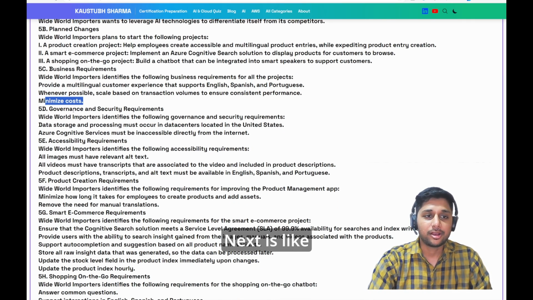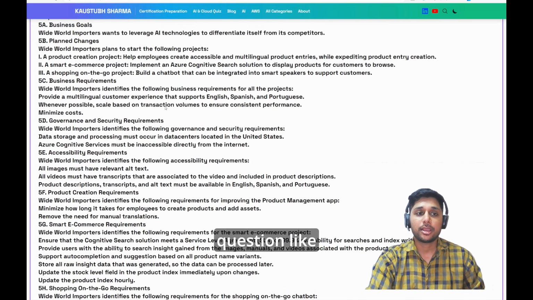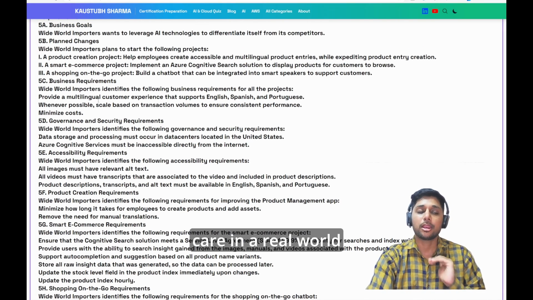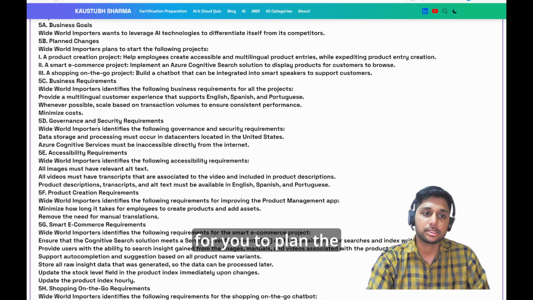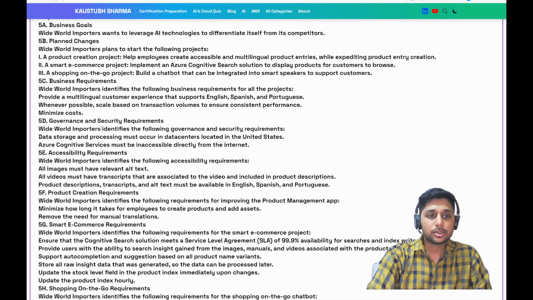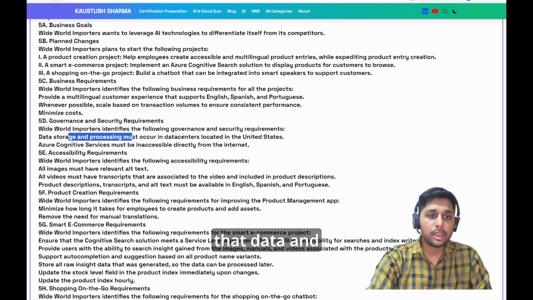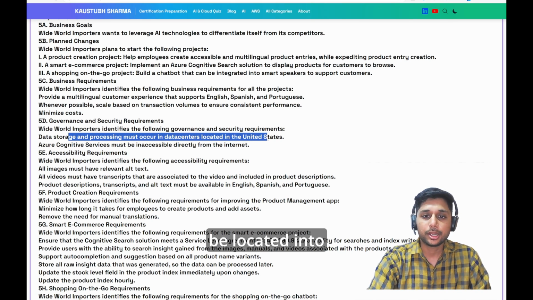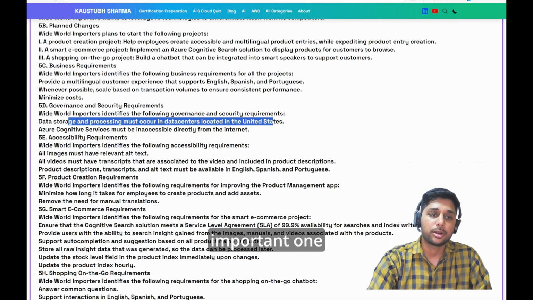Next is the governance and security requirements. This is also a very practical question, like what requirements you need to take care of in the real world as well. You have to take care of business requirements, plan the changes, and talk about the security and governance requirements. Our company identified these requirements: data, data processing, storage, and all the data centers should be located in the United States. This is another very important keyword.